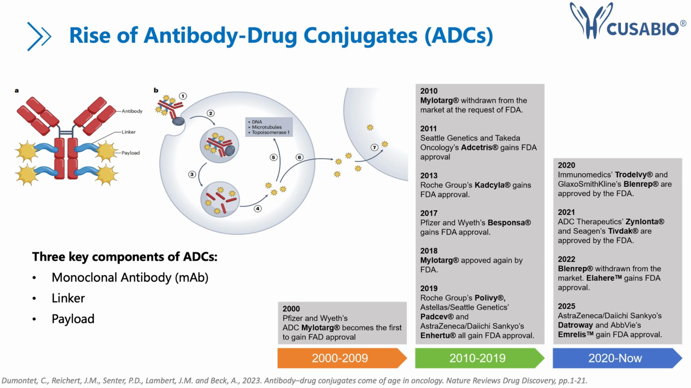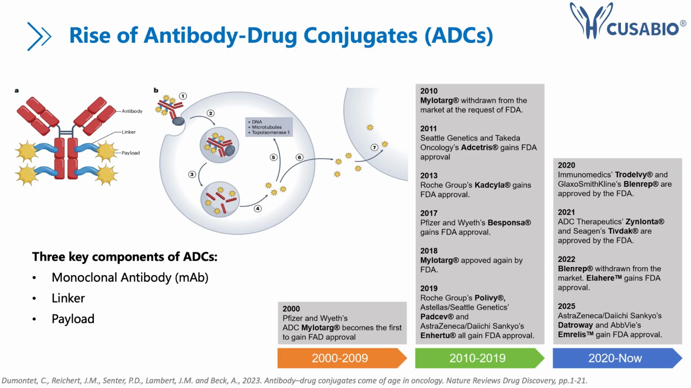potent cytotoxic, which we usually call the payload. So you see that there are three key components in the ADC. The monoclonal antibody is linked by the linker to the payload. Because of the monoclonal antibody in the ADC, it will recognize the antigen on the surface and then bind to the antigen.